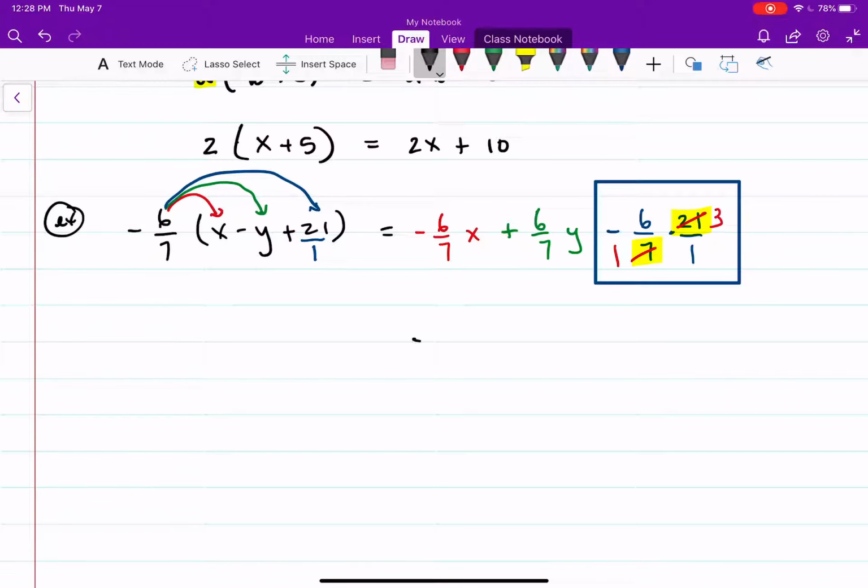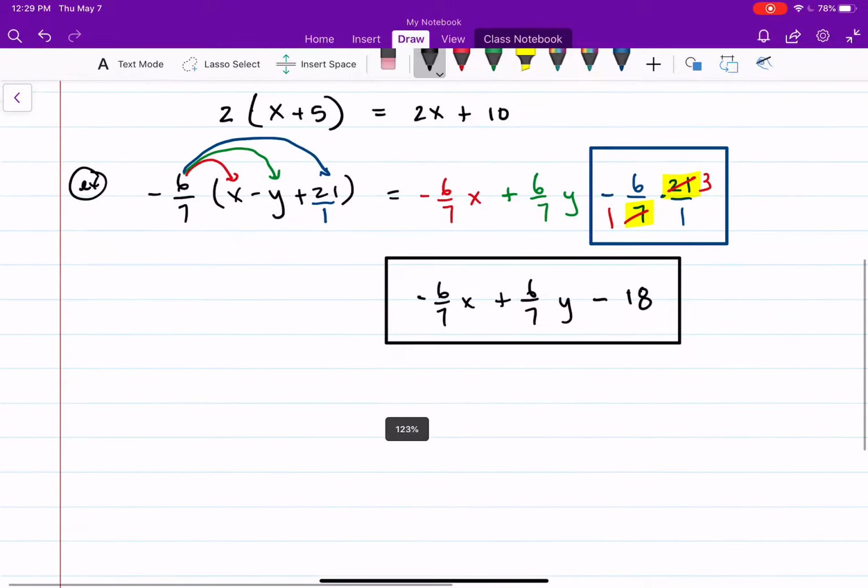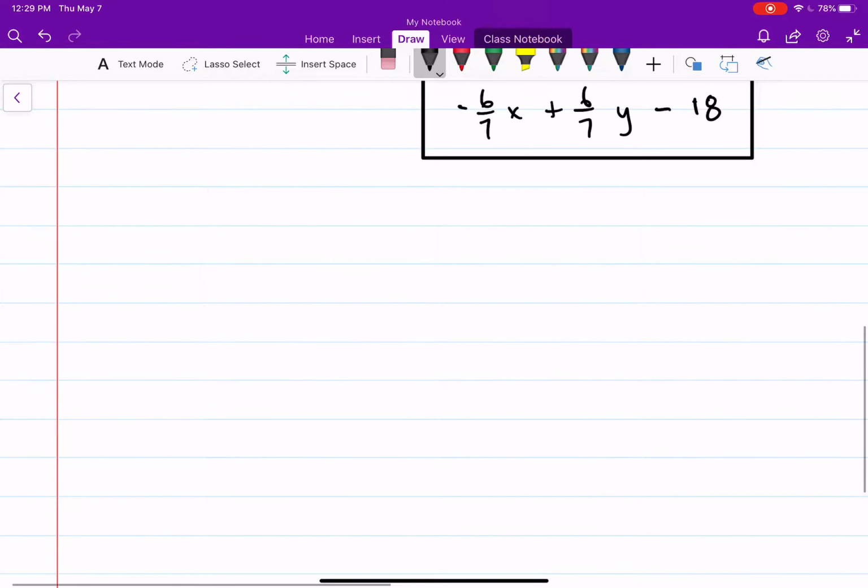So my answer is going to be negative 6 over 7x plus 6 over 7y minus, because they're opposite signs, negative, and then it's going to be 18. You might want to write the denominator, but that is no longer necessary because 18 divided by 1 is just going to be 18. So that means this would be my final answer. Okay? And then the last thing is about like terms.